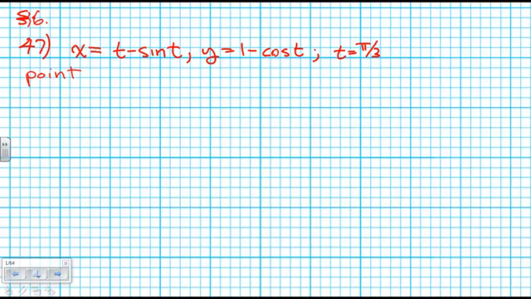So here we go. First of all, what's my point? My point is going to be the value of x at pi over 3 and the value of y at pi over 3. So when I put pi over 3 in for my two places of t, I get pi over 3 minus the sine of pi over 3. And when I put it in for y, I get 1 minus the cosine of pi over 3.